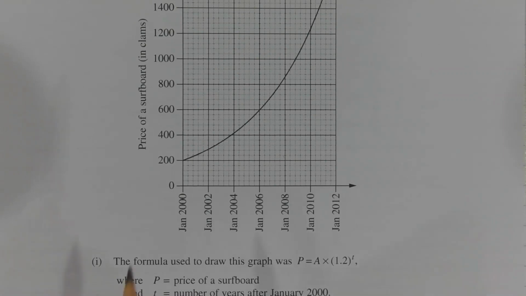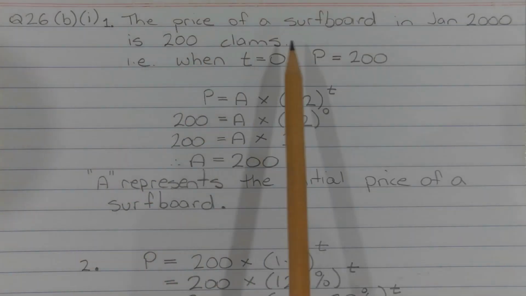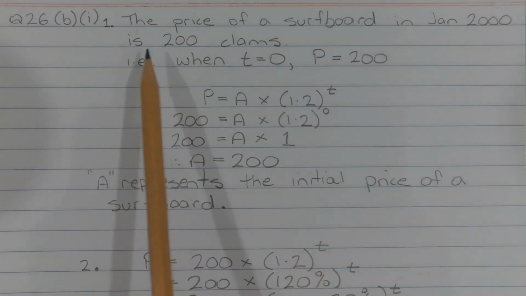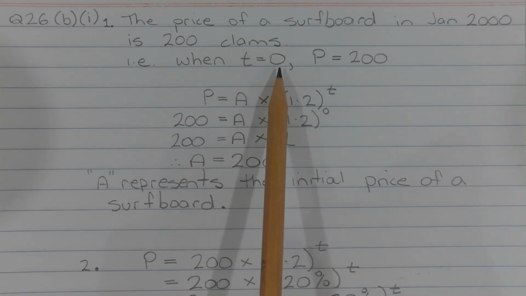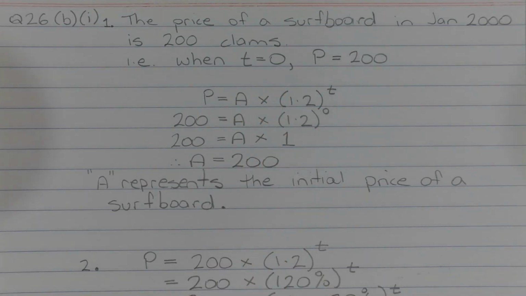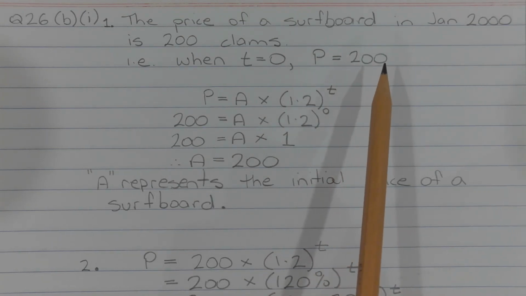From the graph, the price of a surfboard in January 2000 is 200 clams, which corresponds to the y-intercept of the graph. So the price of a surfboard in January 2000 is 200 clams. In other words, when T equals 0, that is 0 years since January 2000, P is equal to 200.